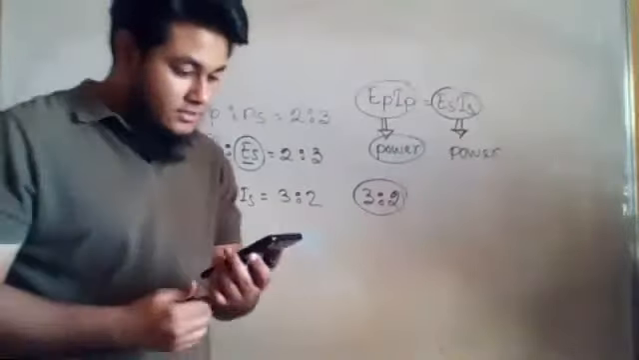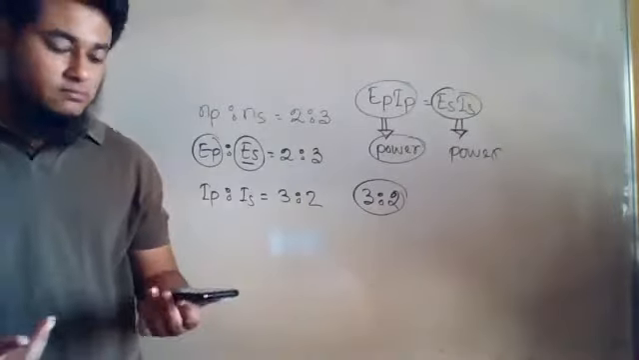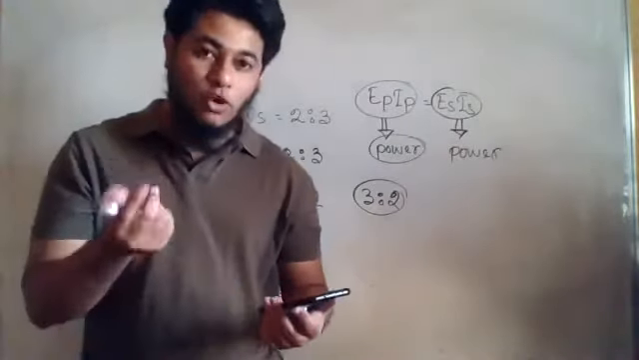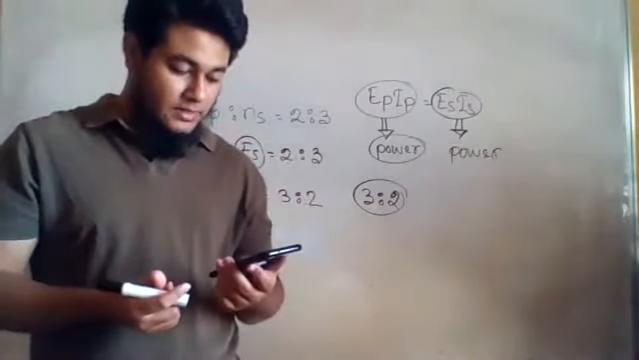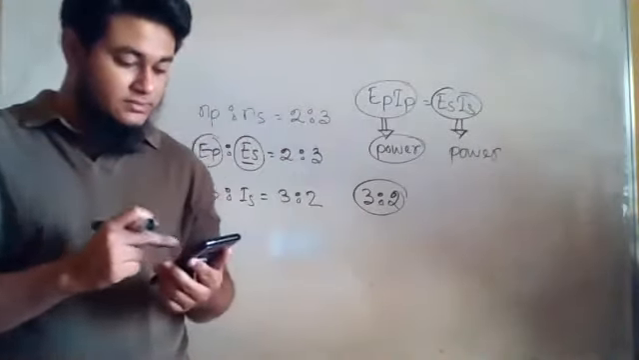Okay, so the next one is: the commutator is made of, you have to remember this, nothing to explain, it is made up of copper. Because copper is available and it is cheaper. That is the reason.